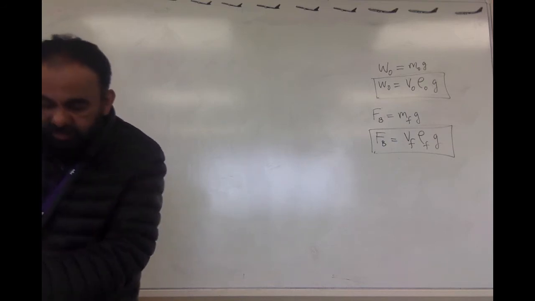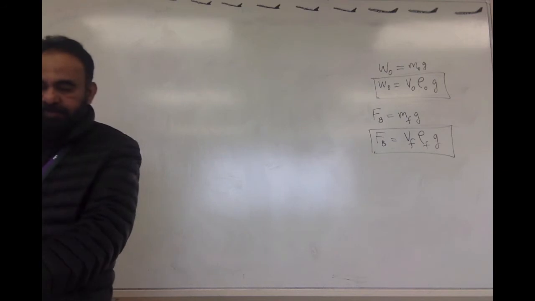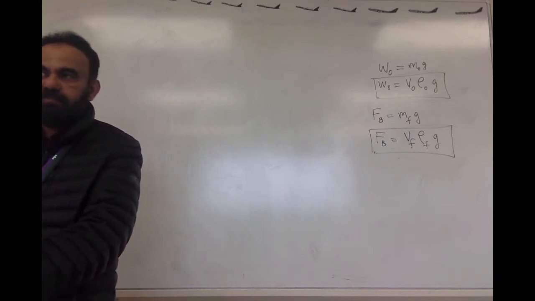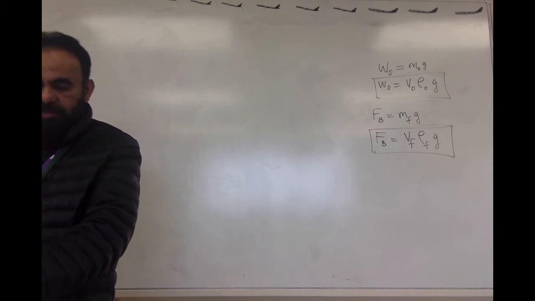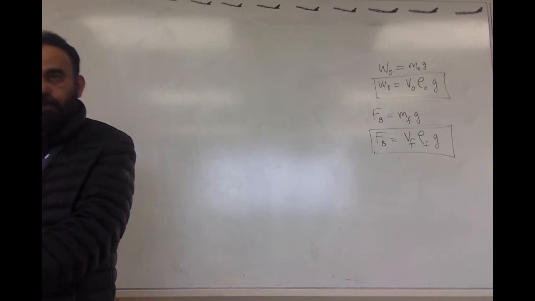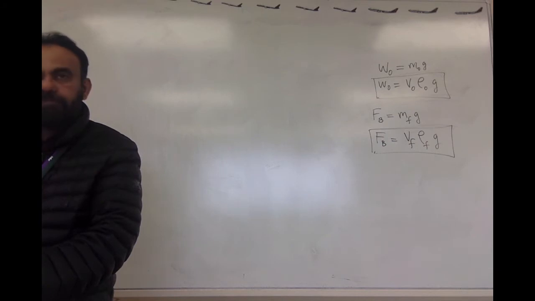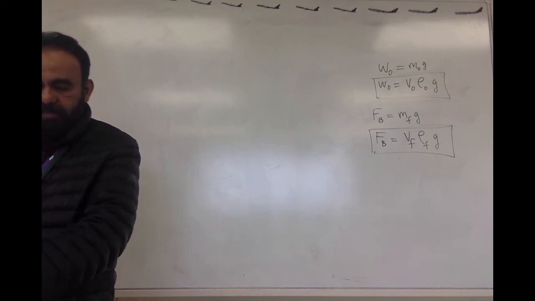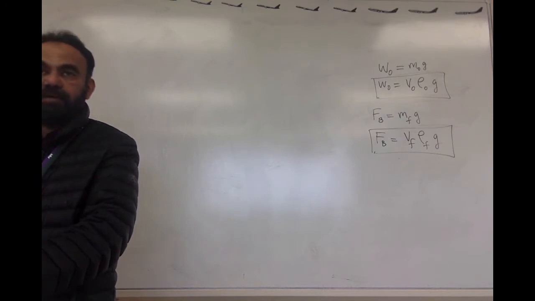All right, the next one says a 2.8 kilogram rectangular air mattress. You know what an air mattress is. It is 2 meters long, 0.5 meters wide, and 0.100 meters thick. What mass can it support in water before sinking?